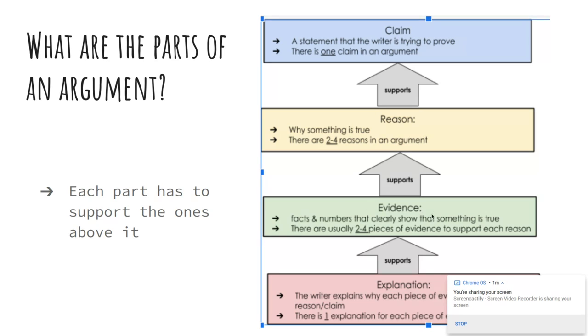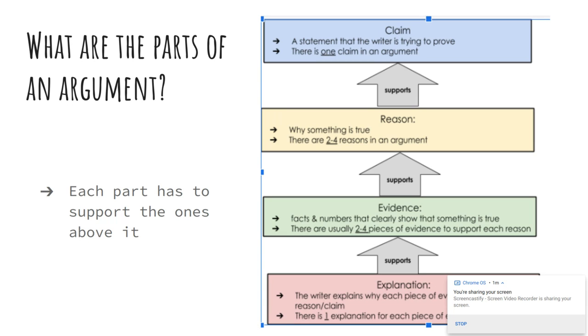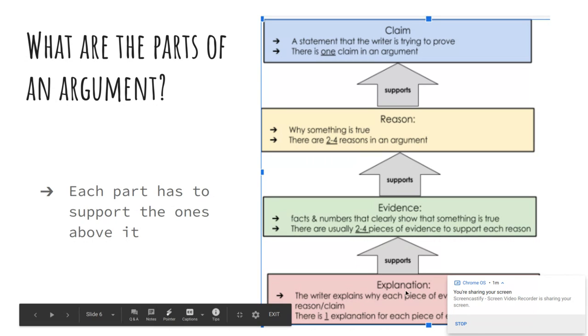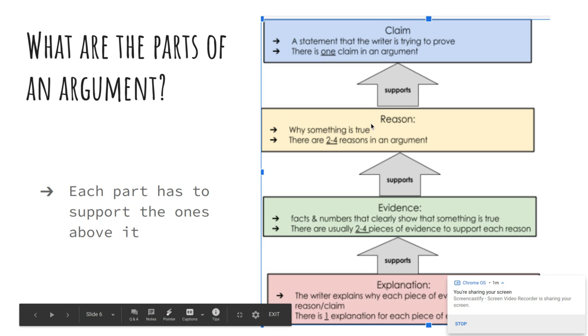Below the reasons, we have evidence. Those are facts and numbers that clearly show that something is true. There are usually 2 to 4 pieces of evidence to support each reason. Explanation. The writer explains why each piece of evidence supports the reason or claim, and there is one explanation for each piece of evidence. Remember, each piece has to support the piece above it in order for it to be a strong argument. So if the evidence doesn't connect clearly to the reason, we're not creating a strong argument.